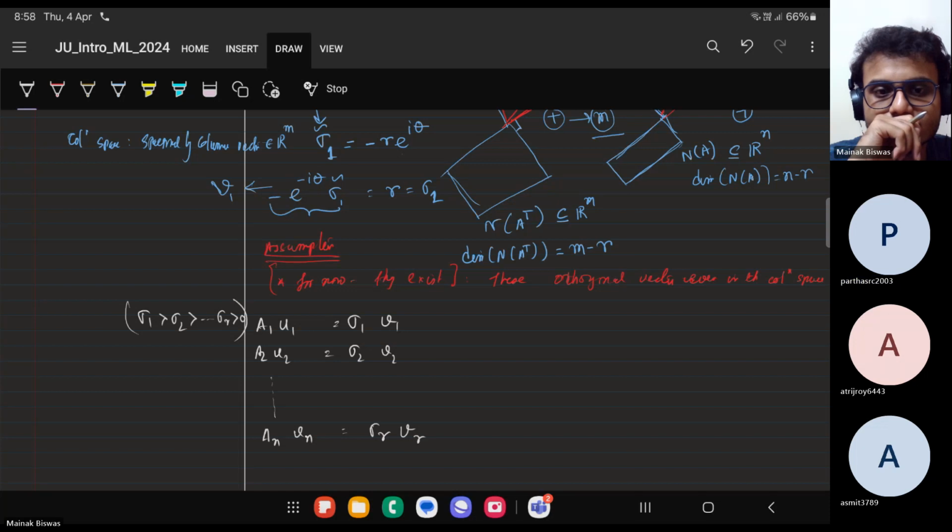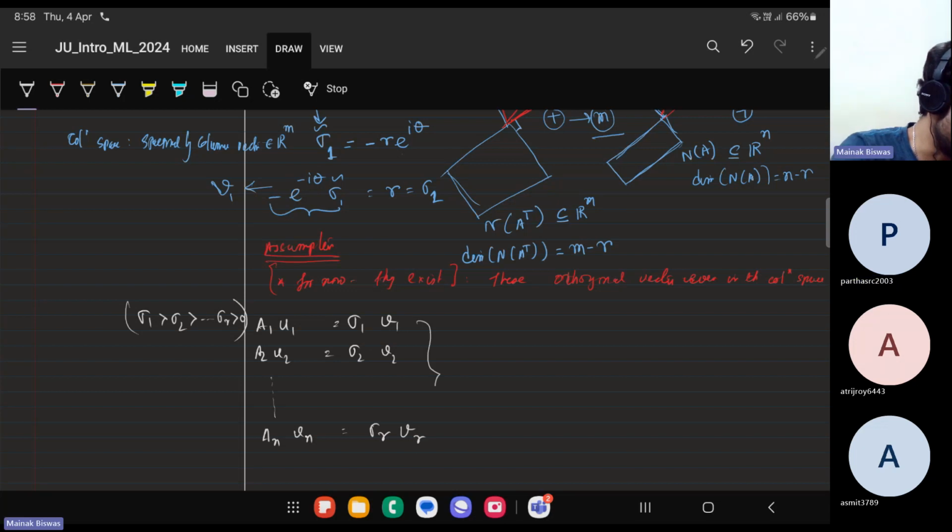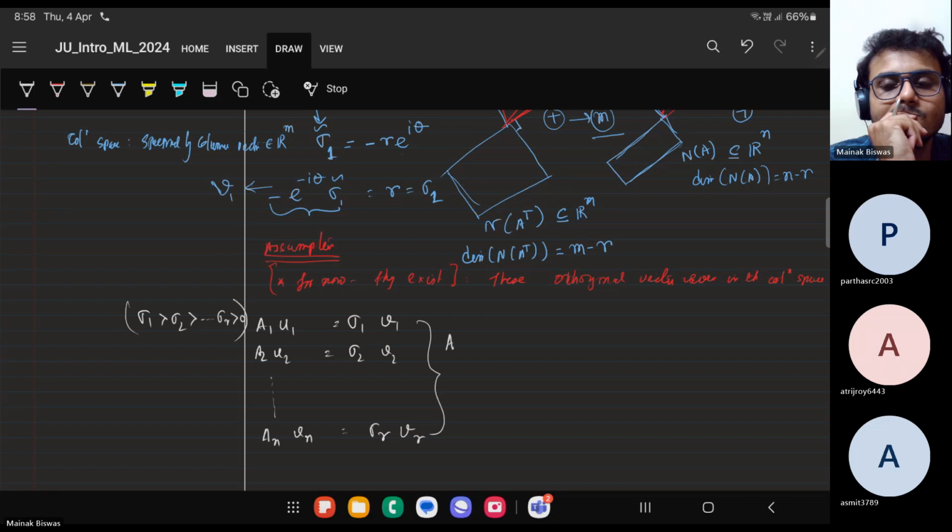Yes. What are those equations we did? That's the eigen decomposition, I guess. Yes. So again, what will I do now? How will I stack them up and what will I do? Any idea?